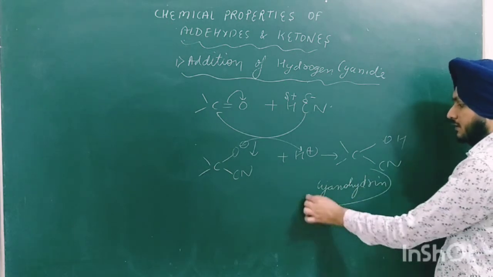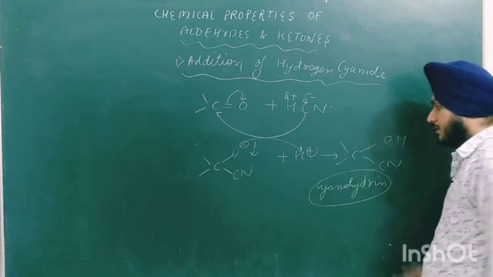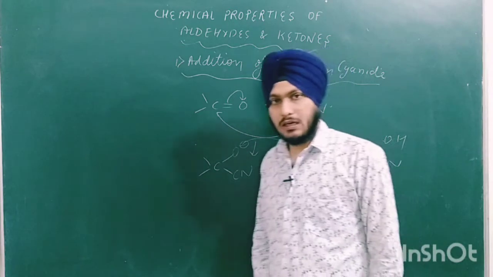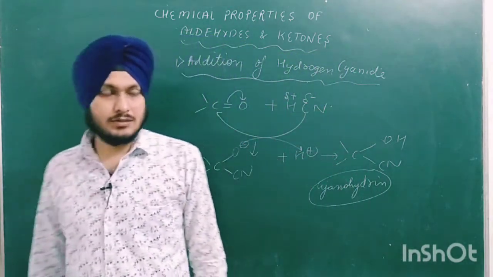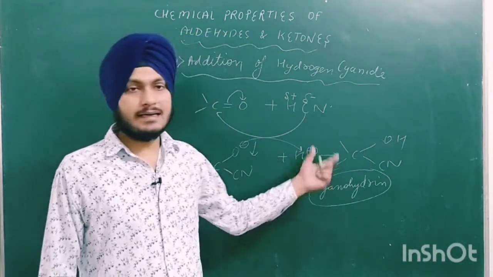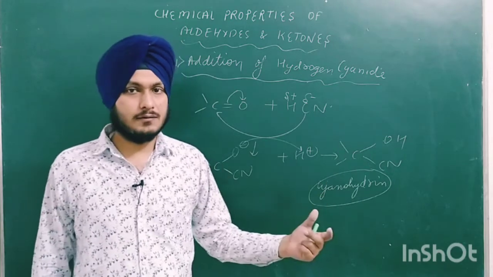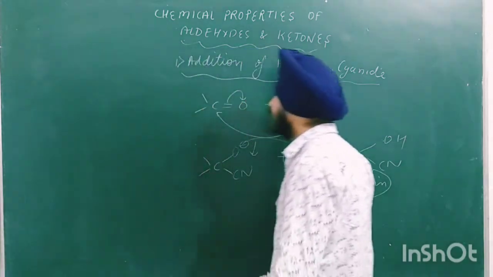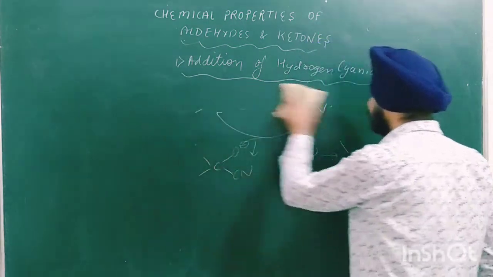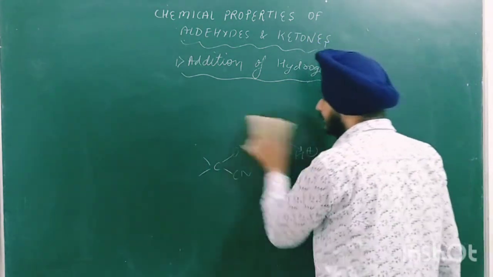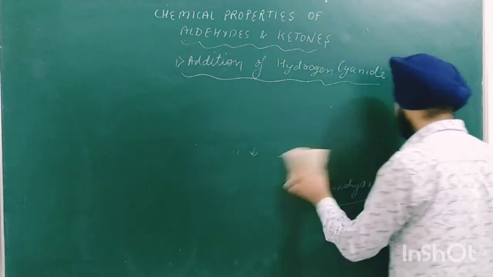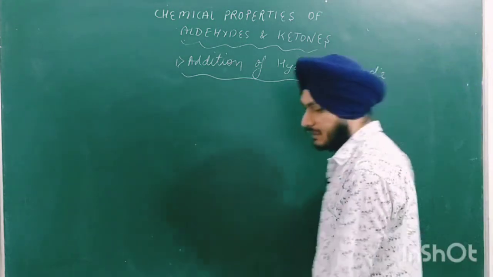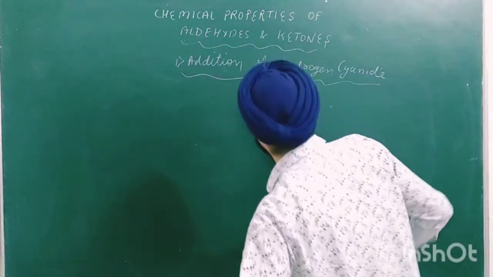This is known as cyanohydrin. Okay, this product is known as cyanohydrin. So acetaldehyde cyanohydrin, formaldehyde cyanohydrin, like this. Okay, so next is the addition of sodium bisulfite. Next example is the addition of sodium bisulfite.